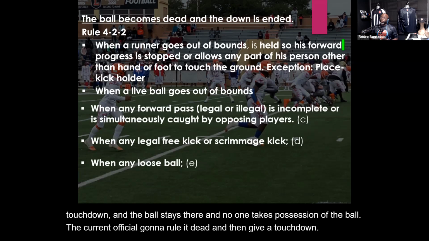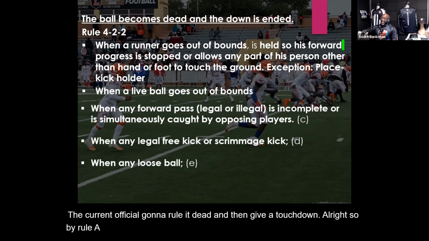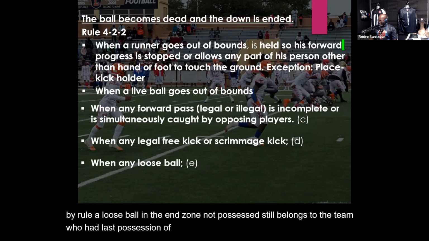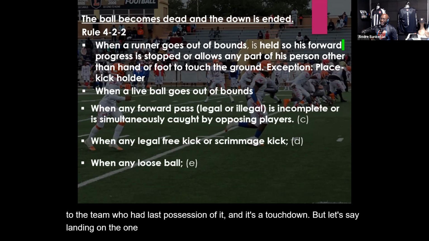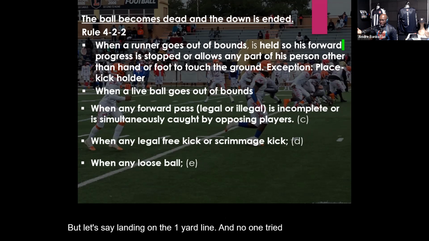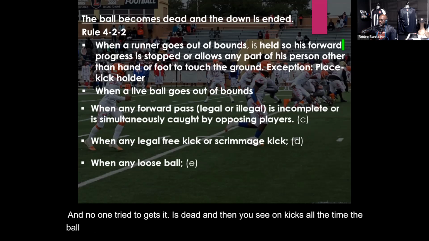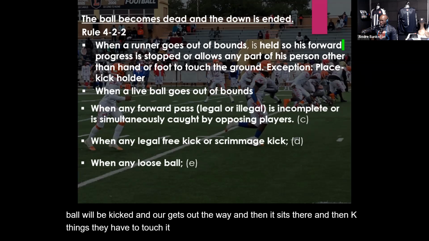Right? So by rule, a loose ball in the end zone, not possessed, still belongs to the team who had last possession of it, and it's a touchdown. But let's say it landed on the 1 yard line and no one tried to get it, it's dead. And you see it on kicks all the time. The ball would be kicked, and R gets out of the way, and then it sits there, and then K thinks they have to touch it, and they touch it, and it's dead. So all those things like that exist, right?